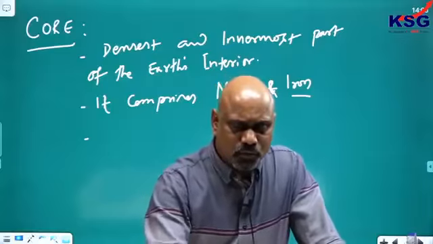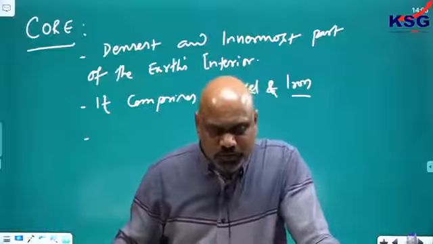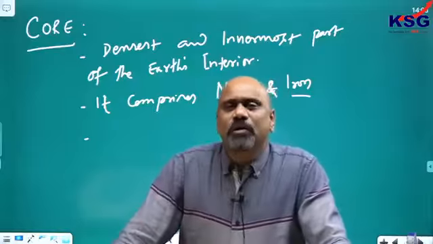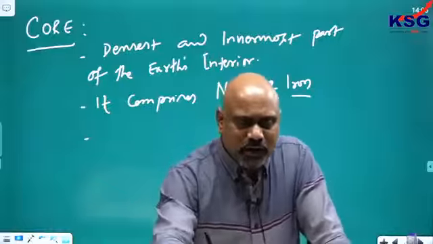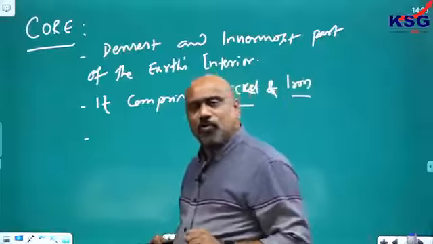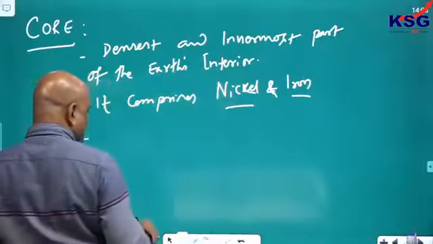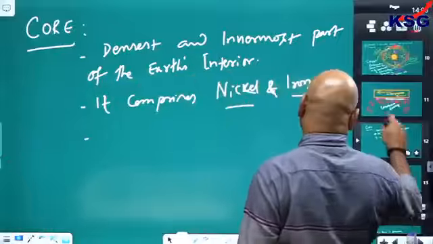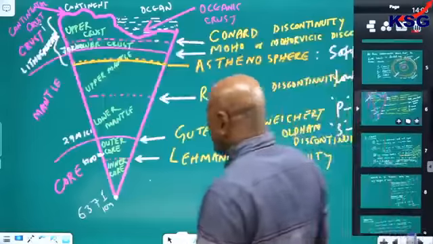Now this core, as you know, has a depth from 2900 kilometers to the center of the earth. The entire region is the core here, and if you look at the density, the density of the core is highest here. Core density is 11 to 13.8. Look at here, this is the core density.